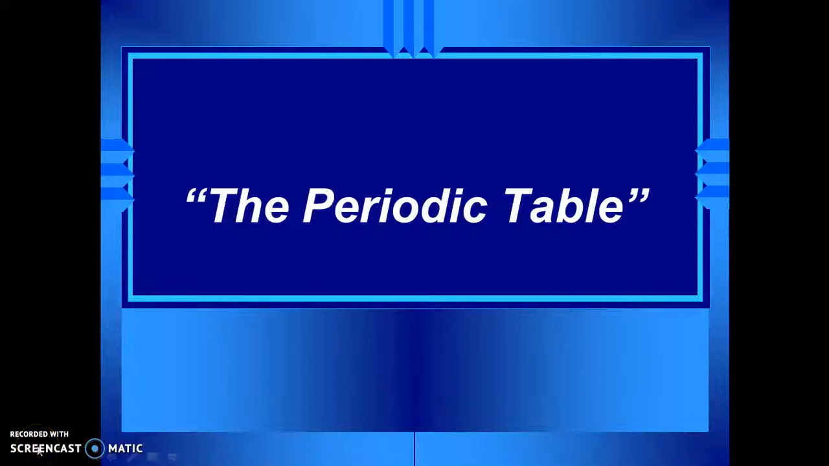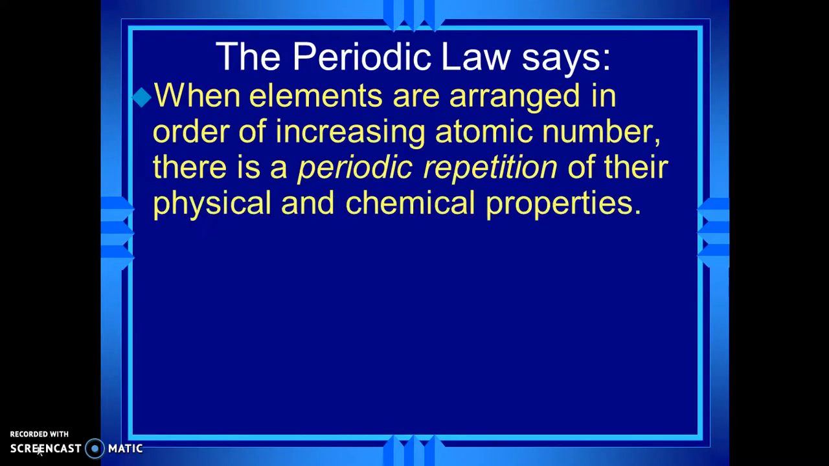In this unit, we're going to look more into the periodic table and the organization of the periodic table, looking at the types of elements and why they have their properties. So periodic law says that when you put elements in order by their atomic number, we tend to get this periodic repetition of their physical and chemical properties. That's why it's called the periodic table, because of the repetition.